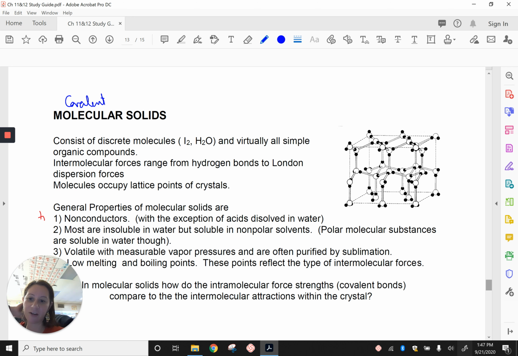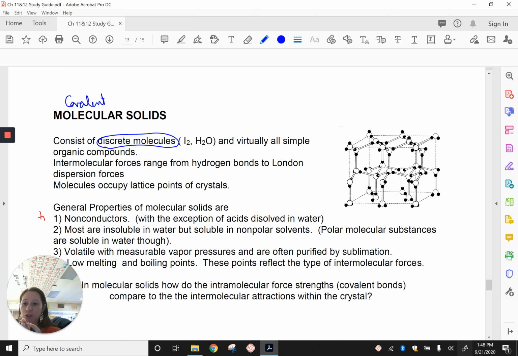So if I have an ice cube, for example, the crystal that's made by my ice is made up of water particles at these lattice points. So the lattice points have discrete molecules. If I look at an iodine crystal, then I2 molecules are in that crystal. If I take dry ice and look at what's at the lattice points of the crystal, CO2 molecules make up the crystal. So whatever molecules that covalent substance is made up of, that's what's at the lattice points.